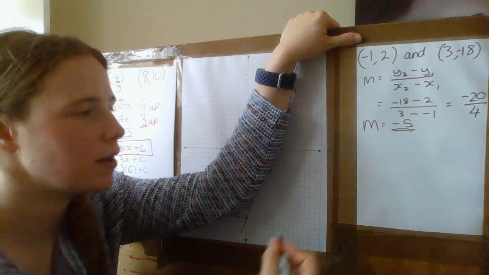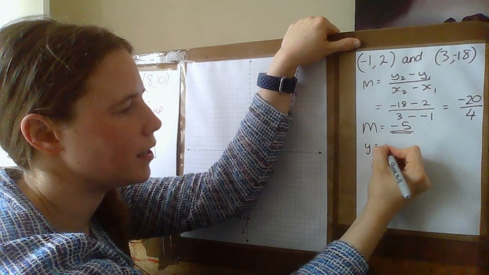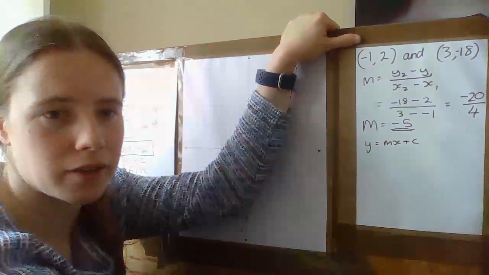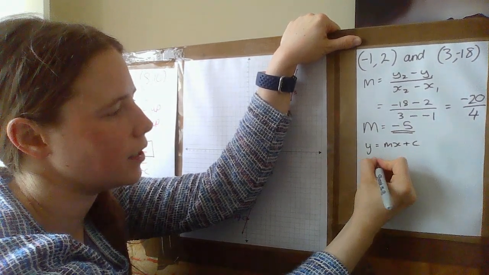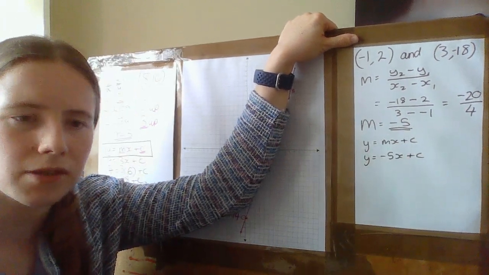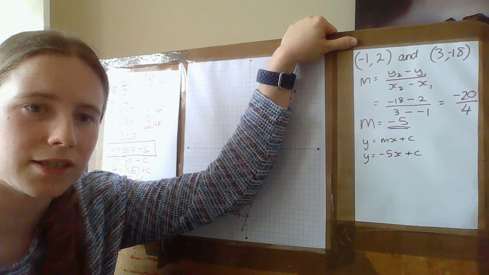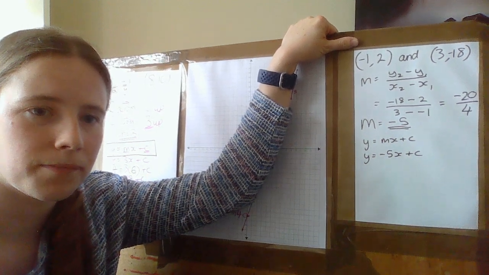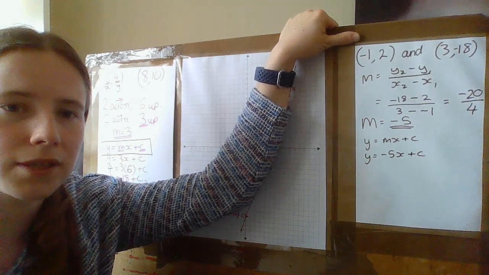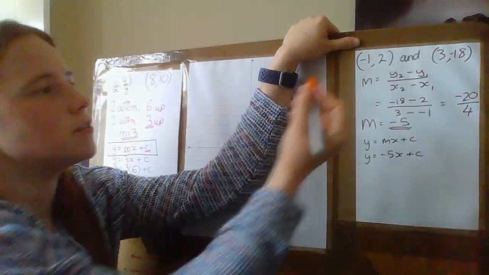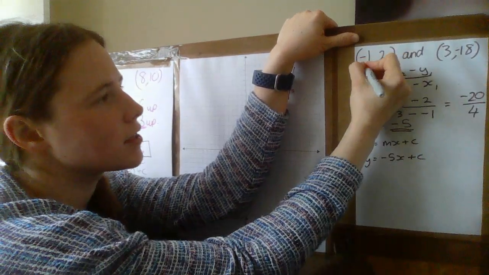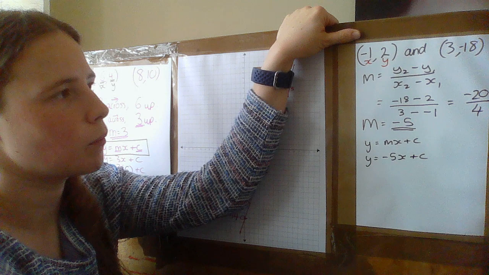So I now know if my equation is in the form y equals mx plus c, I need to put the minus 5 in there with the x. So y equals minus 5x plus c. So same idea as before, just a slightly different way to find the gradient. Once we've got the gradient, we need to use one of the coordinates, just like we did last time. So I'm going to use this coordinate here because the numbers are smaller, but you can use the other one, it doesn't matter. That's my x, that's my y.